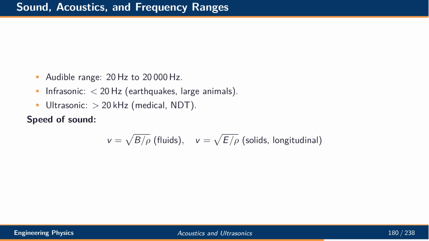The speed of sound depends on the elastic and inertial properties of the medium. In fluids, it is the square root of bulk modulus over density, while in solids, longitudinal speed depends on the elastic modulus.